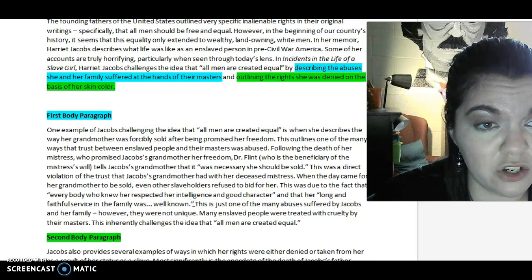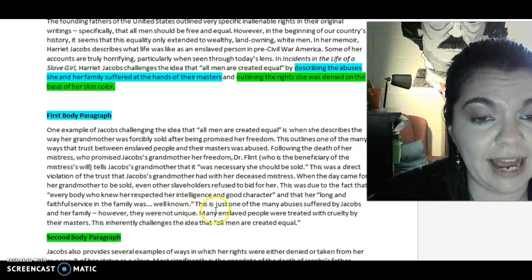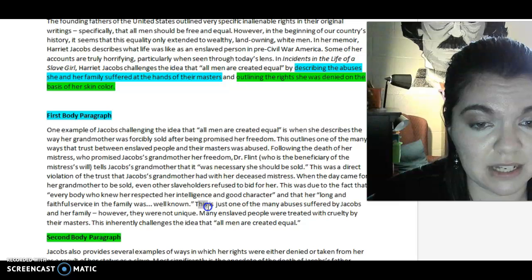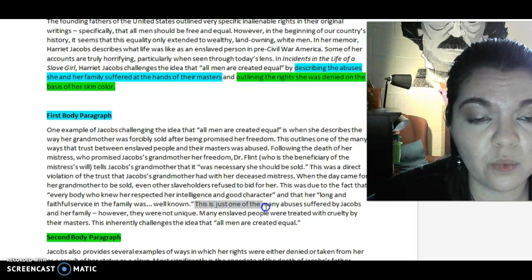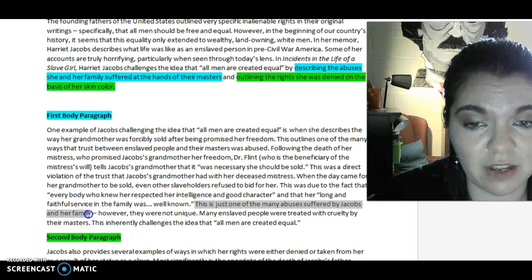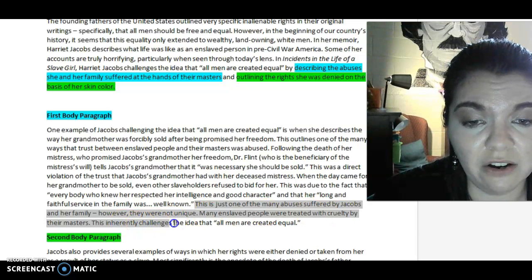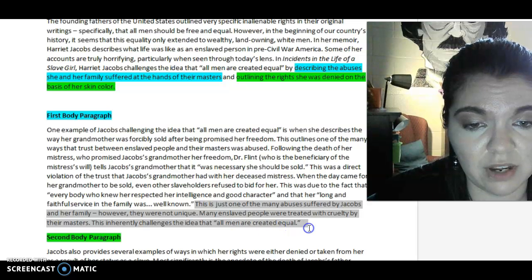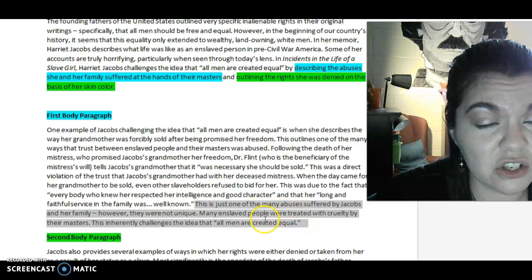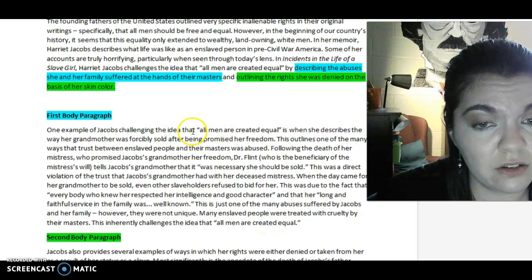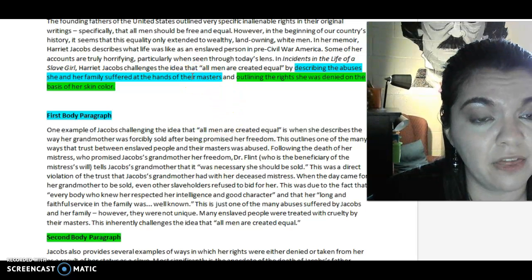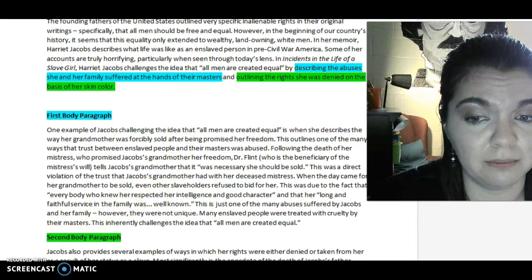Next, after you've explained your quote, you'll then want to explain how it connects back to your topic sentence. It says, this is just one of the many abuses suffered by Jacobs and her family. However, they were not unique. Many people were treated with cruelty by their masters. This inherently challenges the idea that all men are created equal. So these last two sentences connect directly back to the topic sentence. The topic sentence then connects directly back to the thesis statement. That is how a body paragraph should be set up.